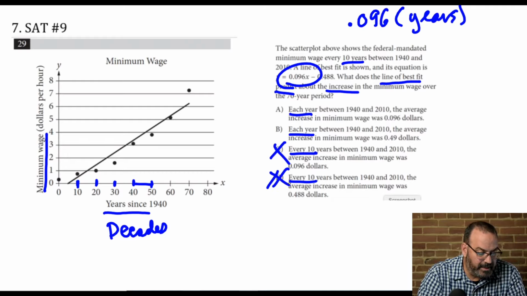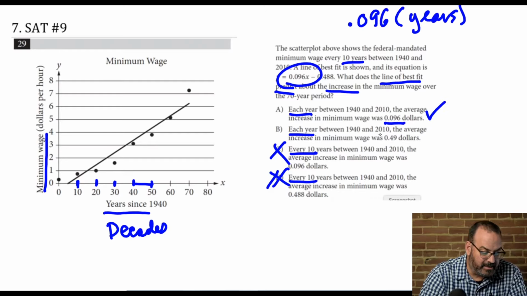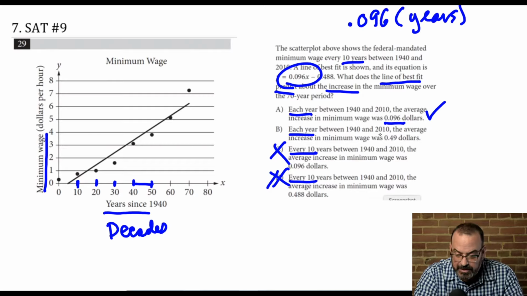Each year between 1940 and 2010, the average increase in minimum wage was our slope.